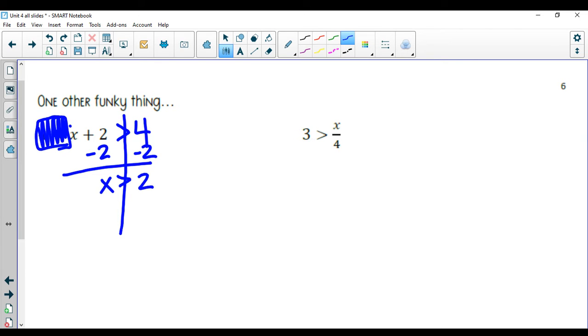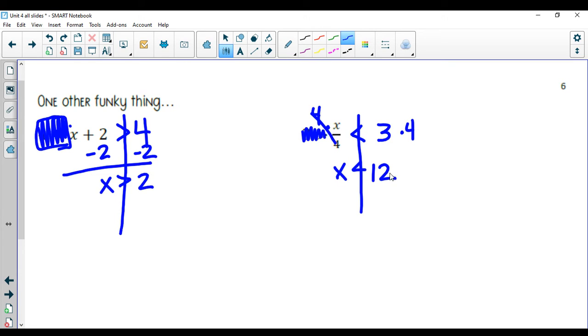In the next one, we're going to go ahead and move this 3 over. So I'm going to bring it over here. My symbol is opening to the 3 and pointing to the x over 4. So I need to make sure it opens to my 3 and points to the x over 4. And then I can cross this off. X divided by 4, I'm going to times by 4 on both sides. X is less than 12.